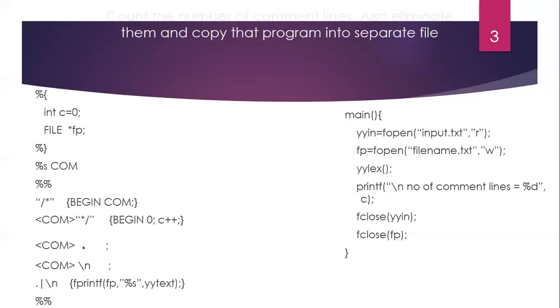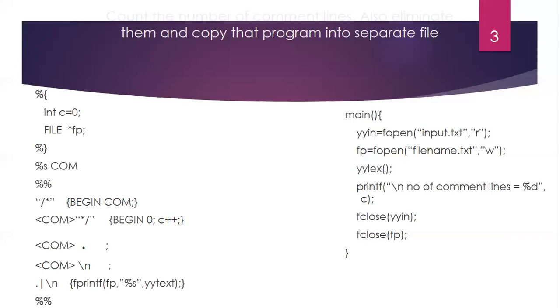Then apart from the comment state, in your C program, if you have any single character or any new line character, if you want to recognize, the last regular expression what we have written, dot or \n, when you recognize, you have to write the character or the new line character into the new file after eliminating the comment state.